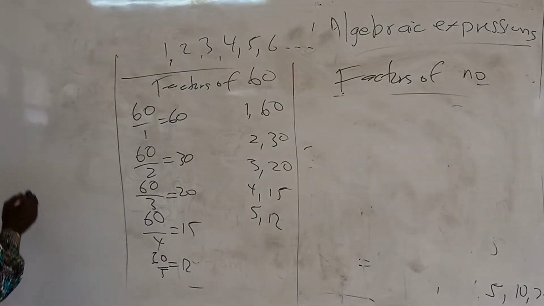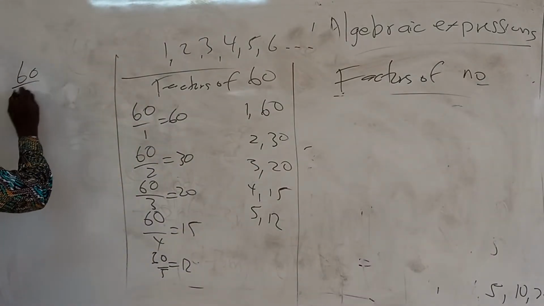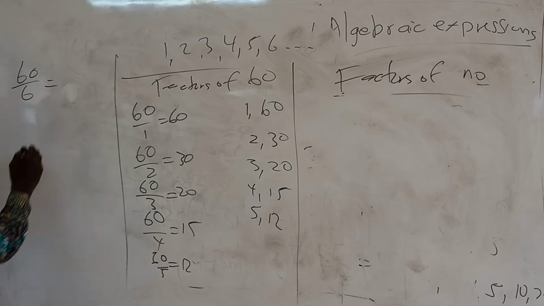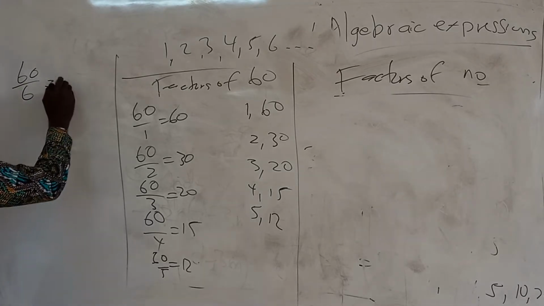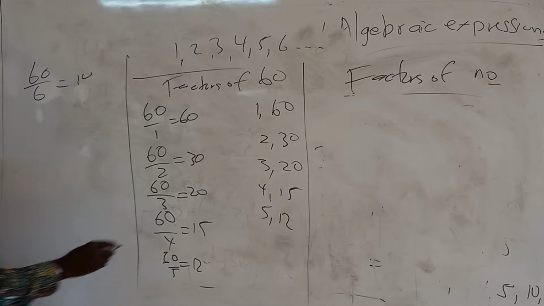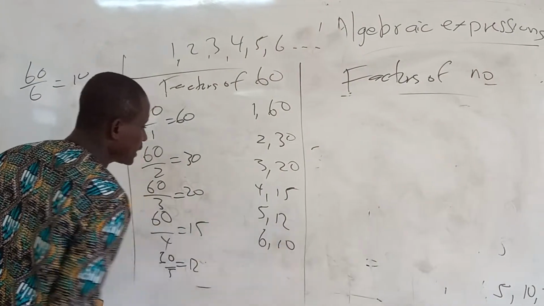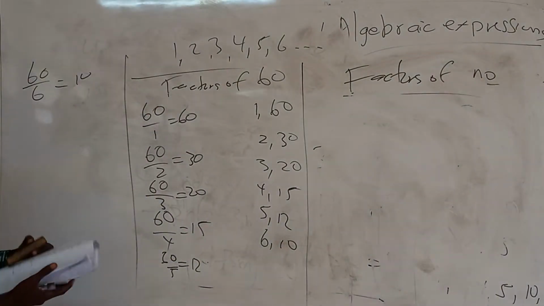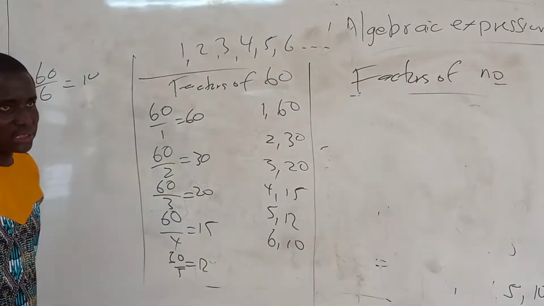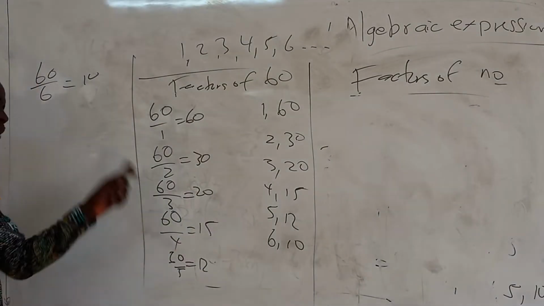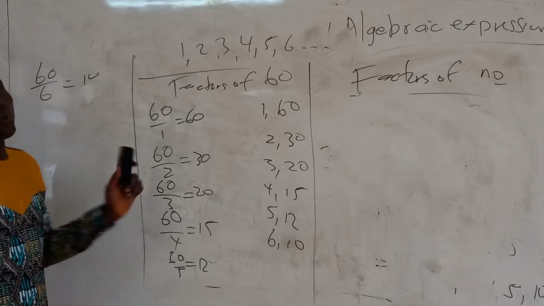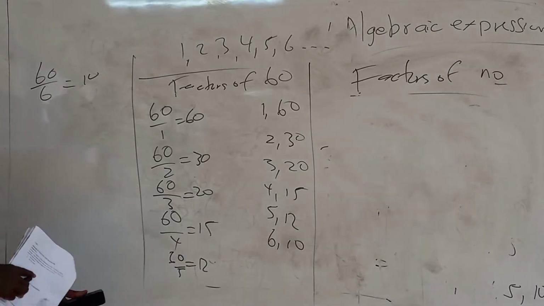Then you have 60 over 6. 60 over 6 is what? Is 10. So we have 6 and 10. Now in between here, 7 cannot go into 60, 8 cannot go into 60, 9 cannot go into 60. And then 10 that can go into 60, it has already been captured here.